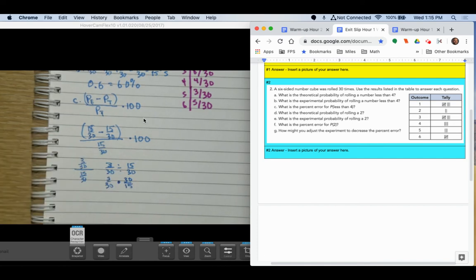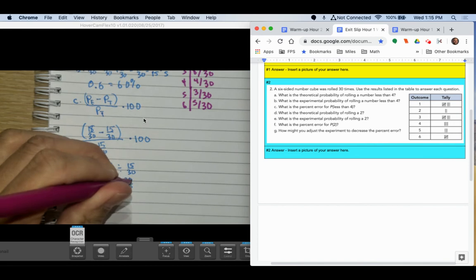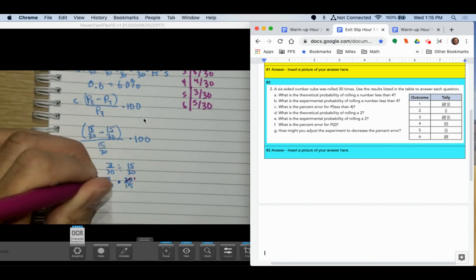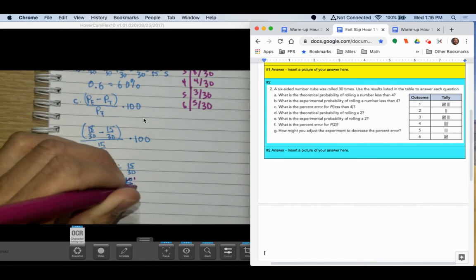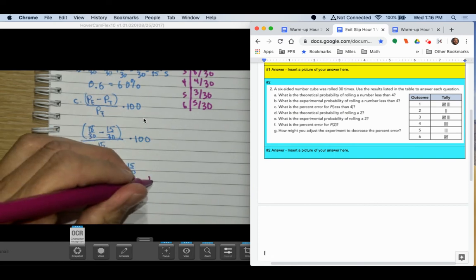I would always reduce this first. So 30 over 30 is equal to 1. 3 over 15 is equal to 1 over 5. And so then this would be 1/5.